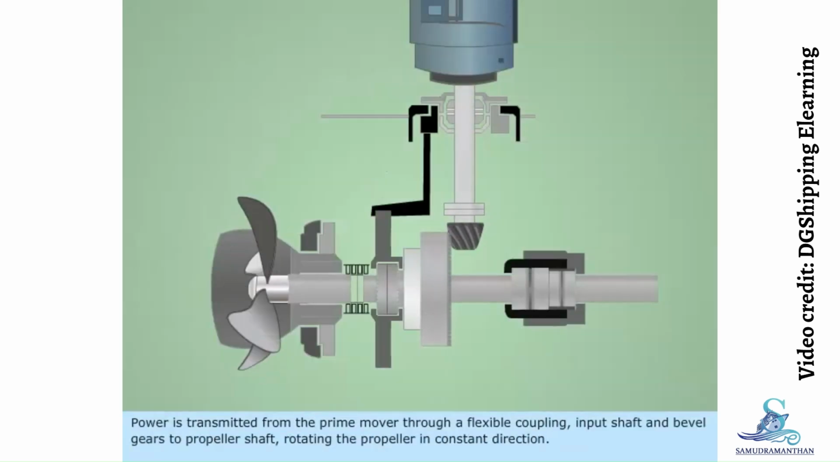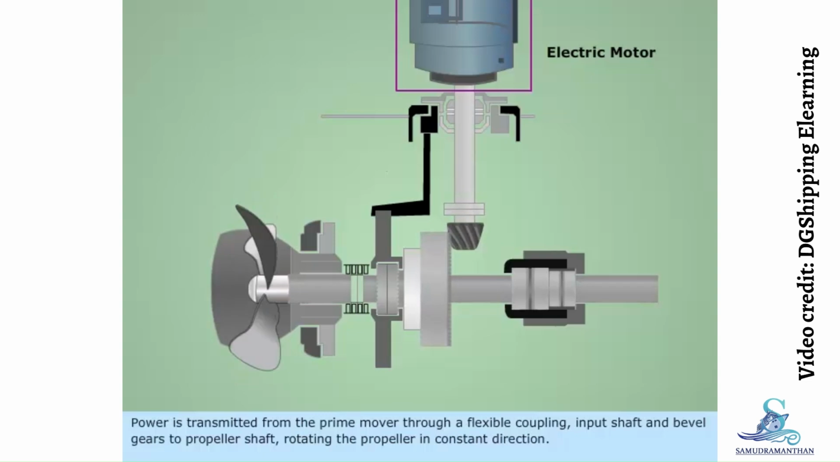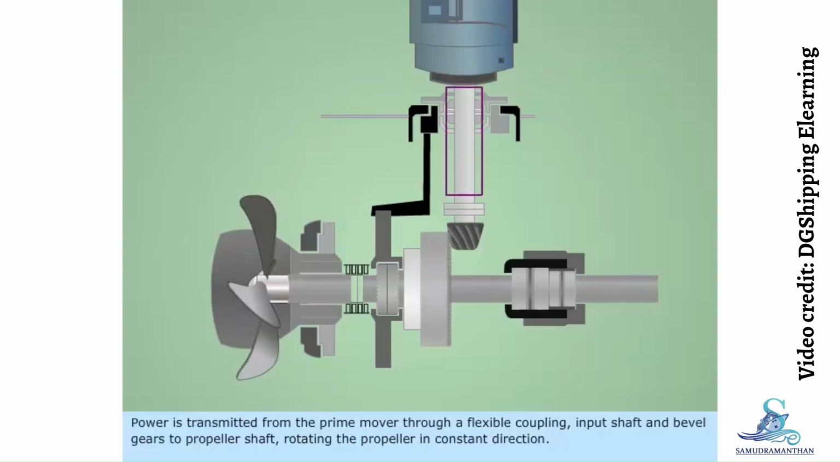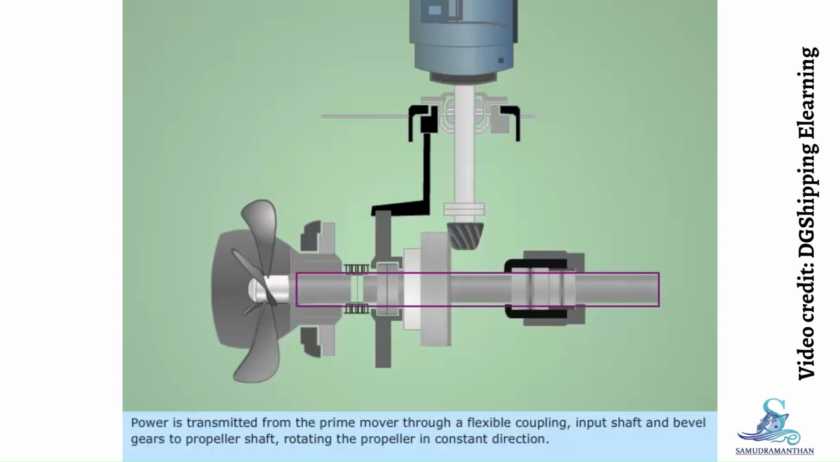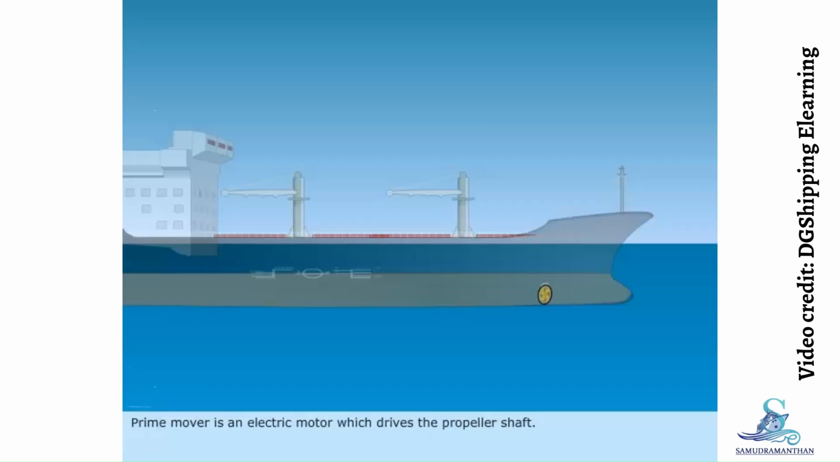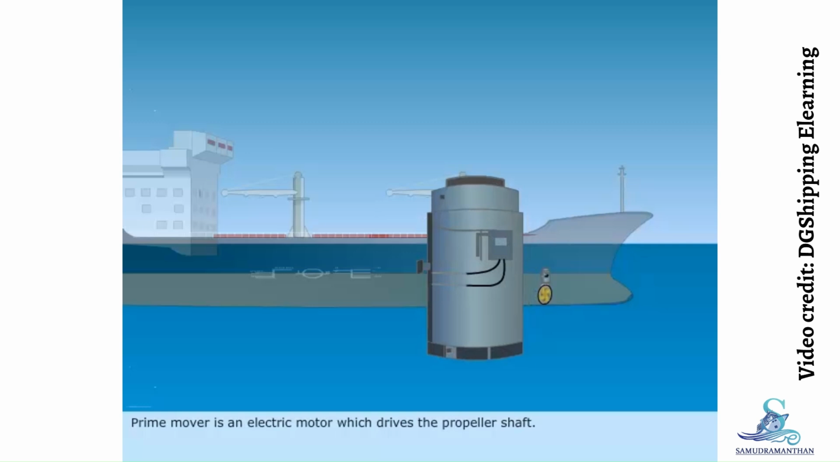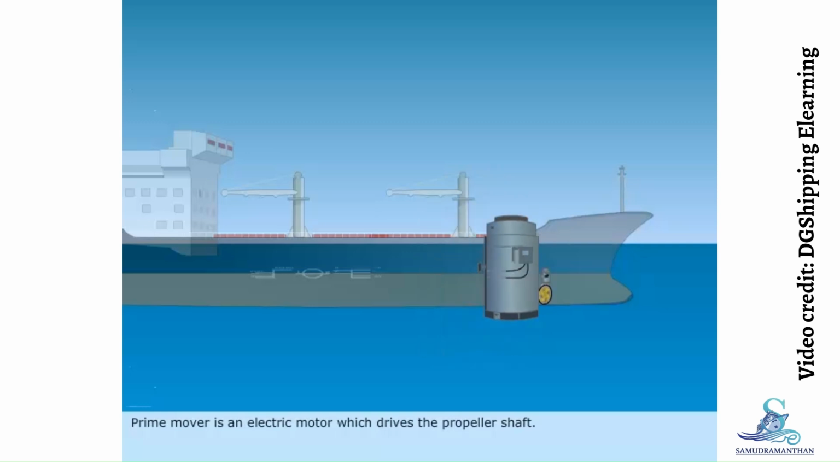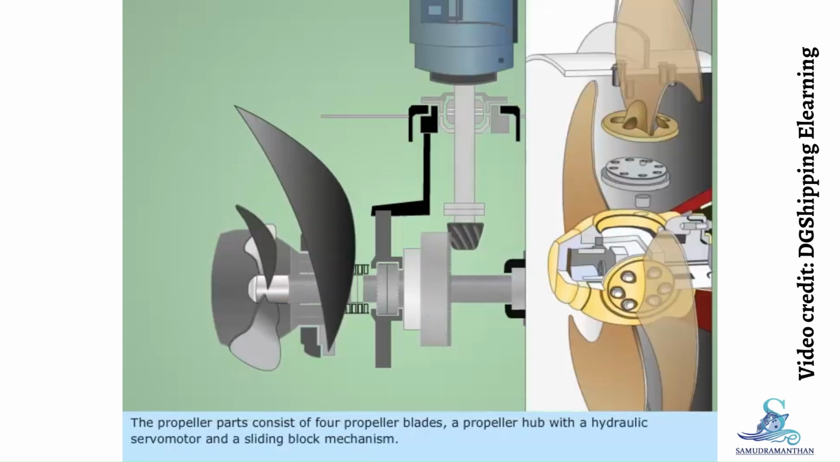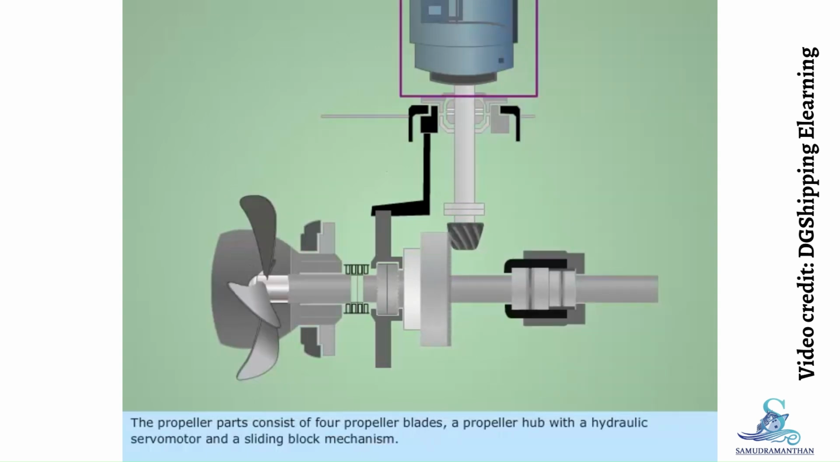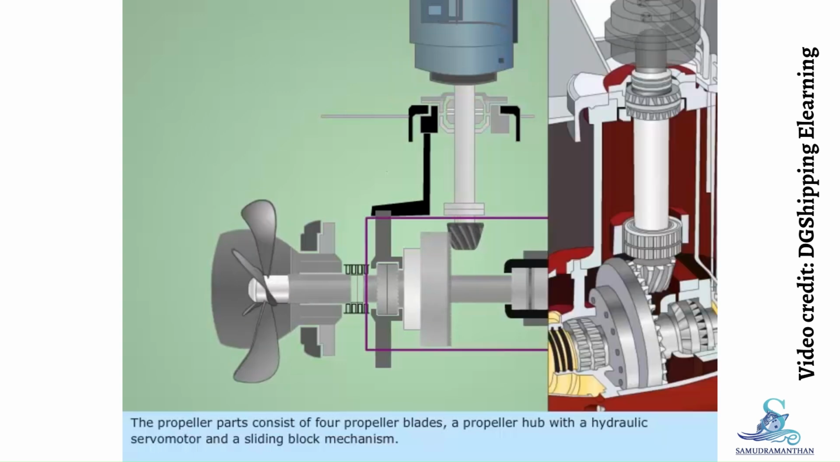Power is transmitted from the prime mover through a flexible coupling, input shaft, and bevel gears to the propeller shaft, rotating the propeller in constant direction. Prime mover is an electric motor which drives the propeller shaft. The propeller parts consist of 4 propeller blades, a propeller hub with a hydraulic servo motor, and a sliding block mechanism.